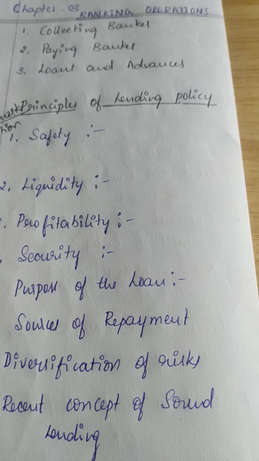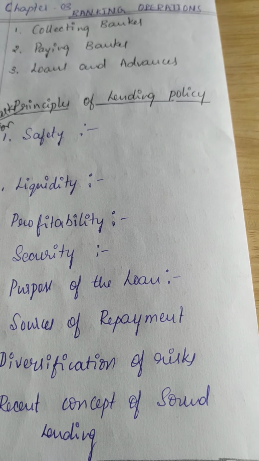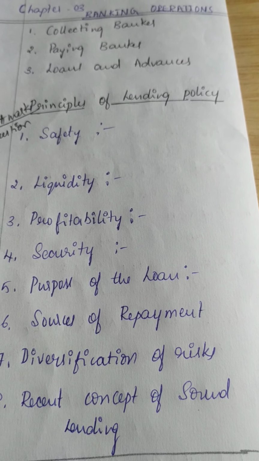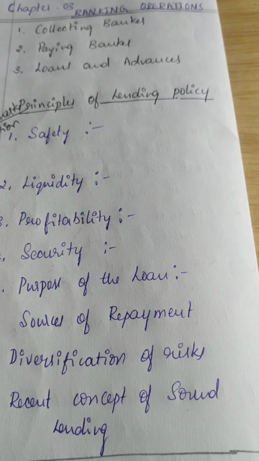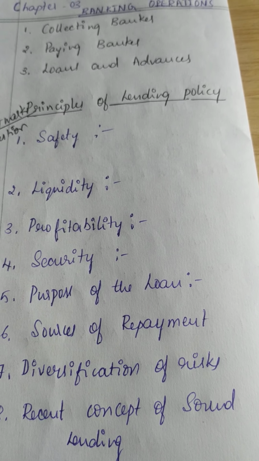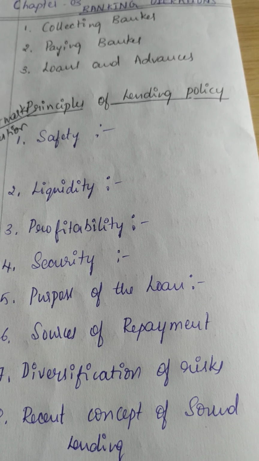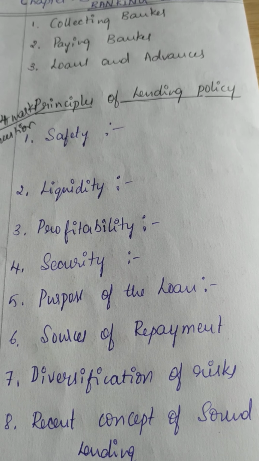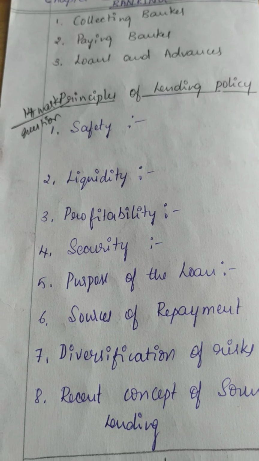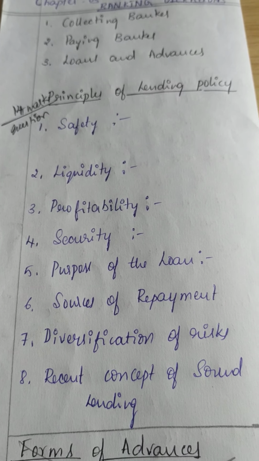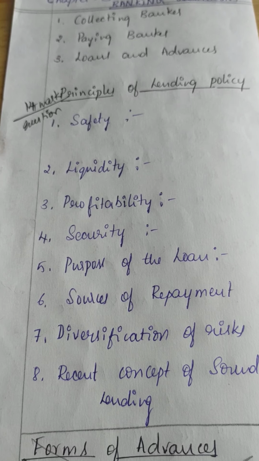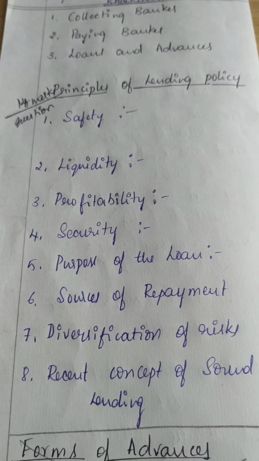Third one, profitability. In all banks, the main purpose is to earn profit. Government owned banks are no exception to this. Banks earn a profit to pay interest to depositors, declare dividend to shareholders, meet establishment charges and other expenses, provide for reserves and bad debts, doubtful debts, depreciation, maintenance and improvements of property owned by the bank, and sufficient resources to meet contingent losses in some other ways. This is profitability. The best example of profitability is the service charges. This is the third principle of lending policy.